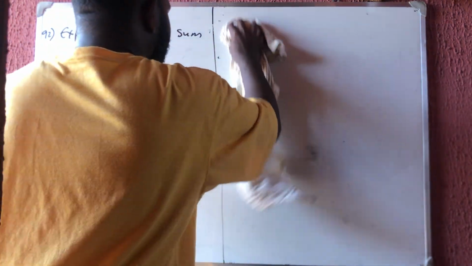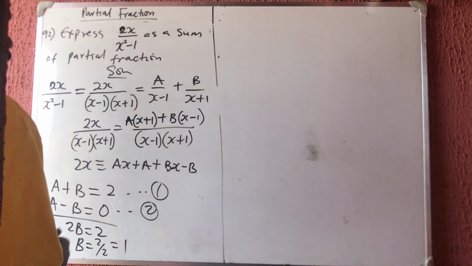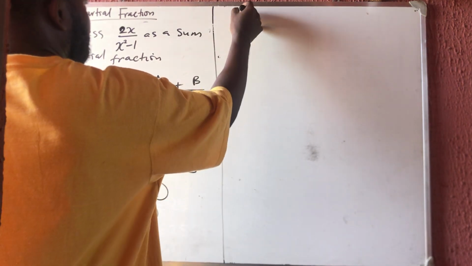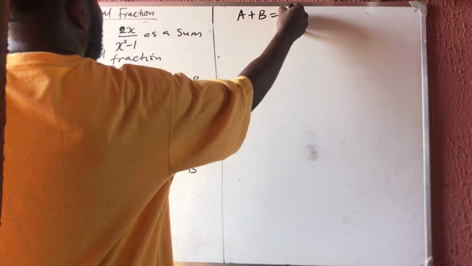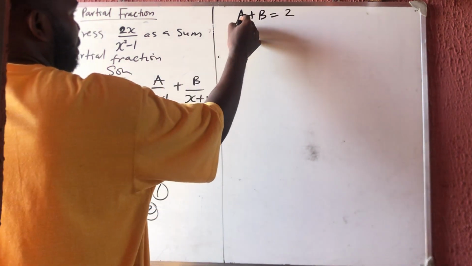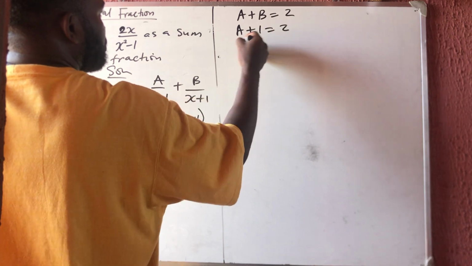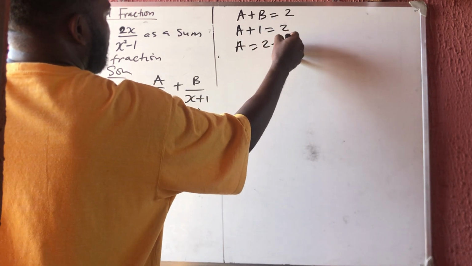Since I've gotten my b, to get my a is very simple. We substitute in either equation 1 or equation 2. So from equation 1, a plus b is equal to 2. And I've gotten that b is 1. So a plus 1 is equal to 2. So therefore, a is equal to 2 minus 1, which is 1.